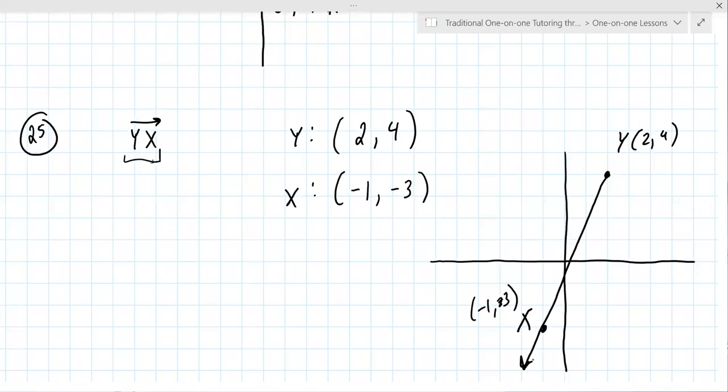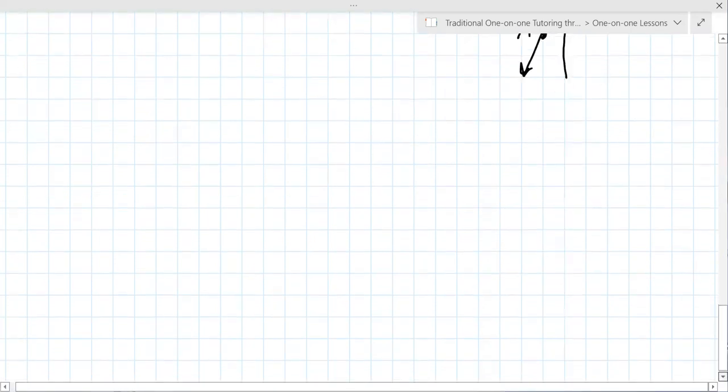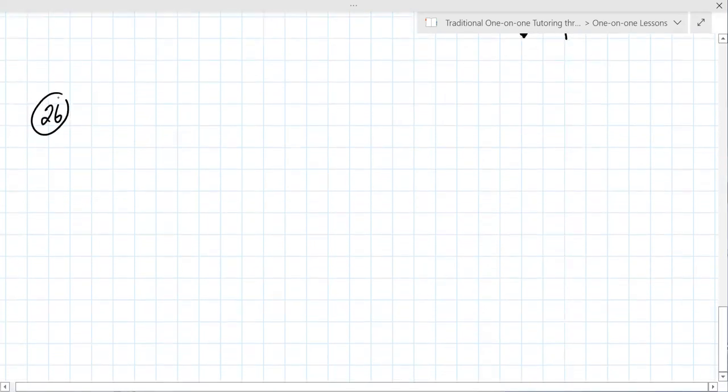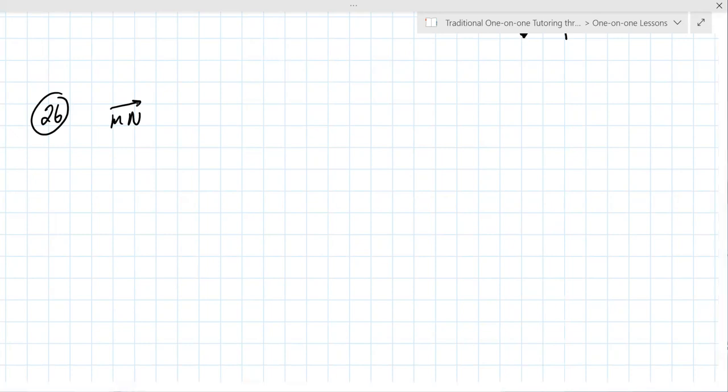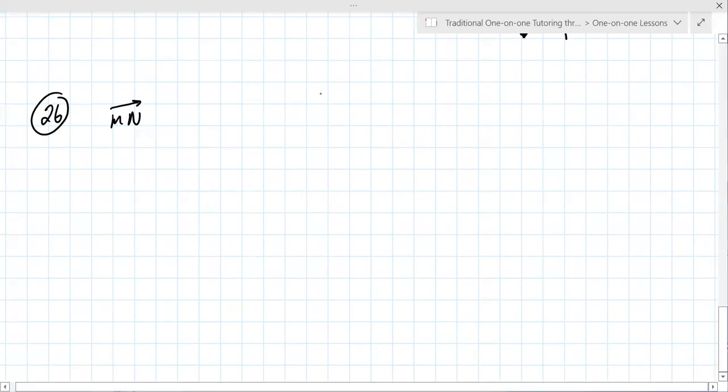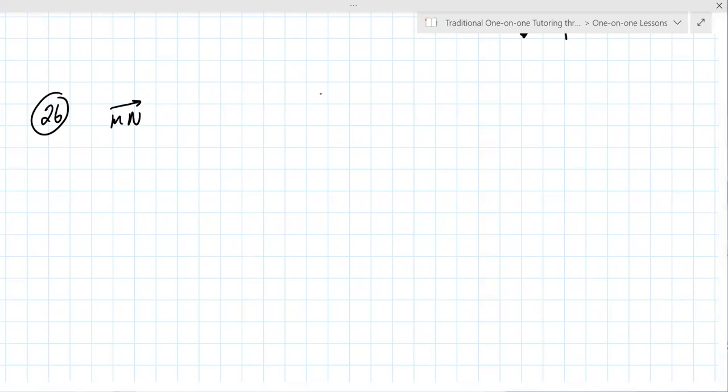All right, got it down. Okay, so for the next one, I want you to pick the points for M and N. I want you to graph it and then send me a picture of it. Okay, I'll do it on my own. Let me know when you're all done with that.